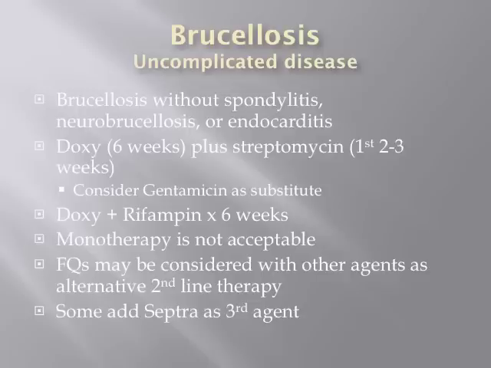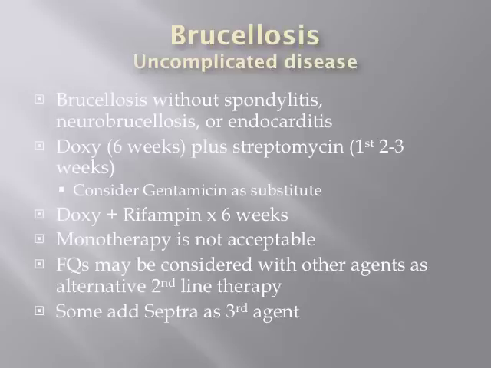So for those particular cases, you can generally use 2 drugs for the first 2 to 3 weeks, generally with one of them being a parenteral agent, and then you can consider the use of other oral agents as well, like doxy or rifampin in some cases. As I said, monotherapy is not acceptable, and sometimes you can use fluoroquinolones as an alternative second-line therapy in combination with the other agents. Now, when you use parenteral therapy like doxycycline plus streptomycin, you can also consider gentamicin as a substitute. So most people, if it's uncomplicated disease and you don't need to use a parenteral agent, will use doxycycline plus rifampin.